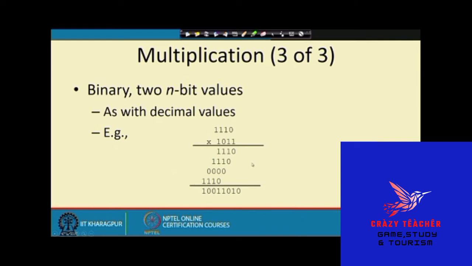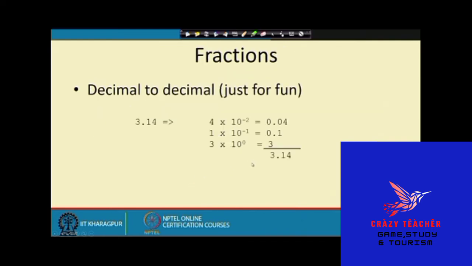When you are adding binary numbers, to add two 1-bit values, this is the rule. If both bits are 0, a plus b: 0 plus 0 is 0, 0 plus 1 is 1, 1 plus 0 is 1, and 1 plus 1 is 2, which requires 2 bits to represent, so that is 10.